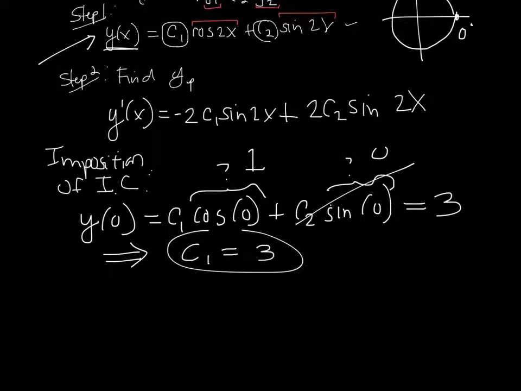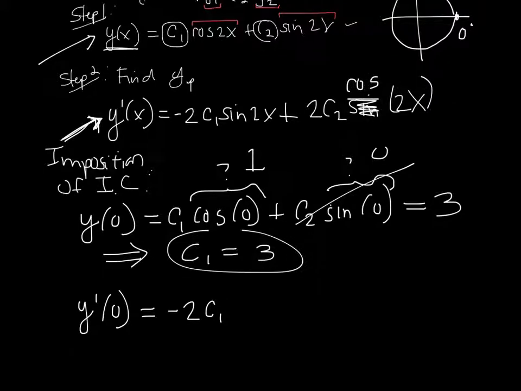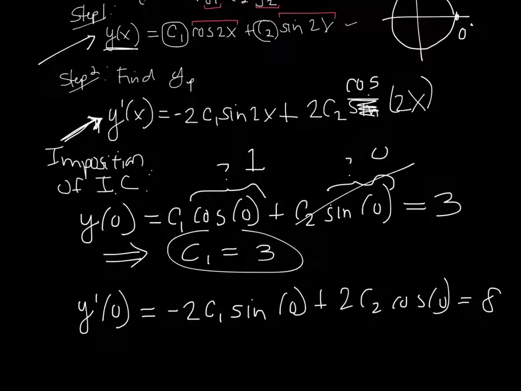Now our C2 is going to be, well, let's use our y prime of x. So we have y prime of 0. Again, I'm using this, so that's negative 2 C1. And did I write a sine, cosine? Oh, this should be cosine. Sorry about that. Cosine, sine, sine. Okay, so now with the correct derivative, we have negative 2 C1 sine of 0 plus 2C2 cosine of 0, and I know that's equal to 8.